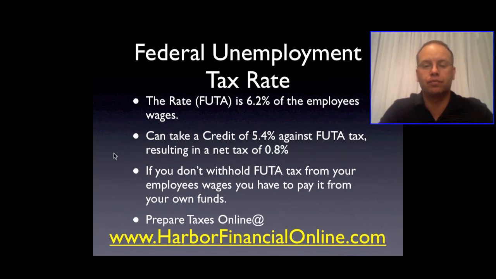It's called FUTA. You can take a credit of 5.4% against the FUTA tax, resulting in a net tax of 0.8%. So with this credit, you're really not paying much of a tax as long as you're getting the credit of 5.4%. If you don't withhold FUTA tax from your employee's wages, you have to pay it from your own funds. So make sure that you're having that withheld from your employees.